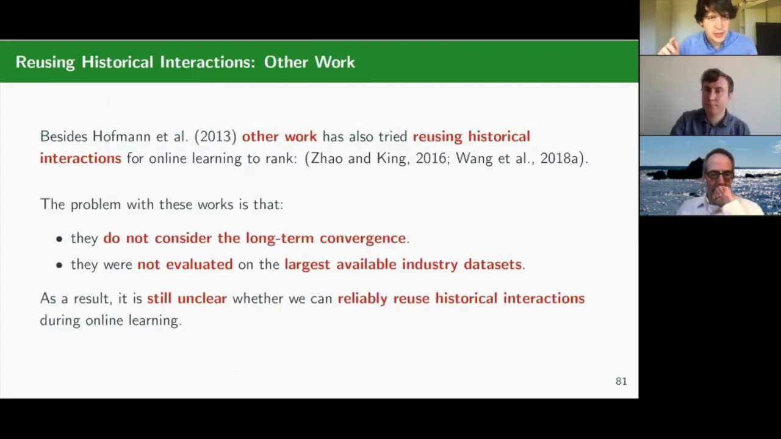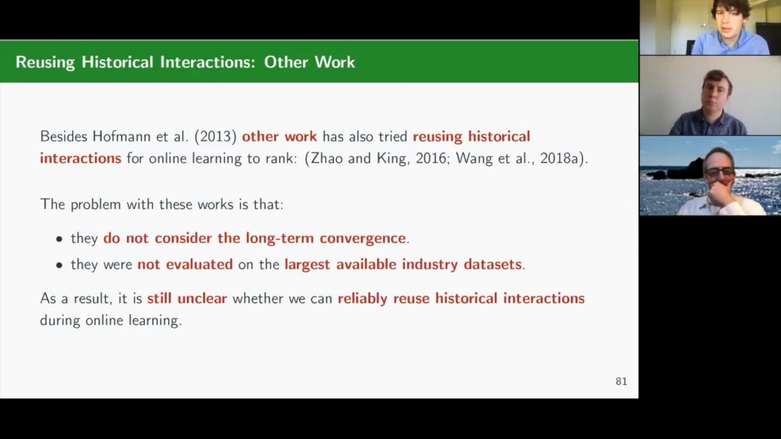Besides this work, there was also other work that tried reusing historical interactions. You have some examples cited here. We're not going to discuss these works here because, similar to this work, they don't consider long-term convergence, which means that we might still be in situations where performance drops like this. They also weren't evaluated on the largest available industry data sets.